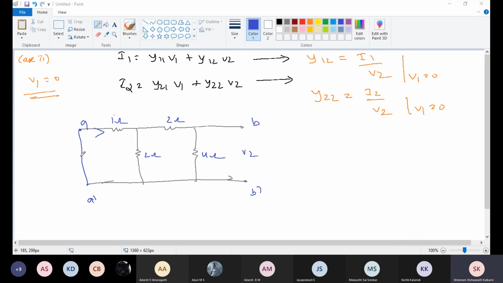Yes, guys. Here V1 equal to 0, so I short circuit A and A dash. Okay. Now this is I1. In the question only I1 is given. Okay, this is I2.